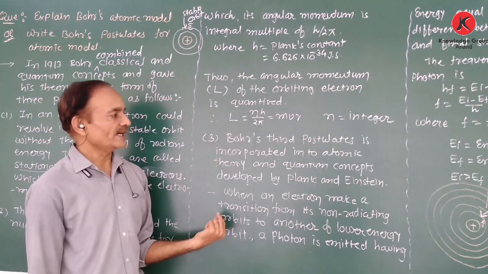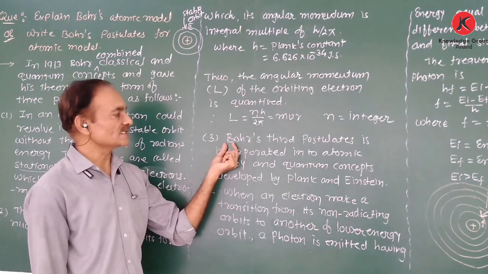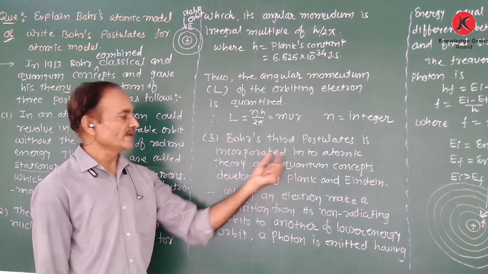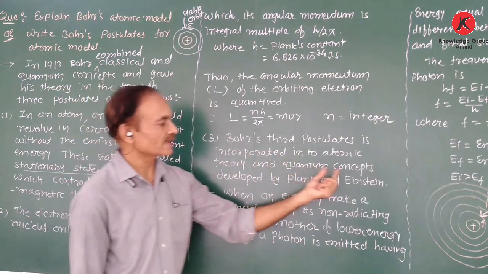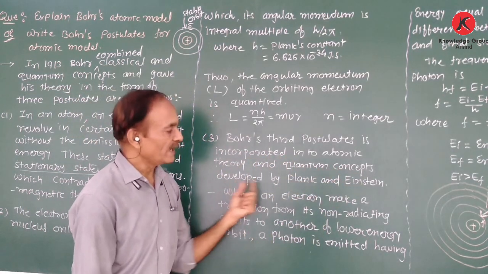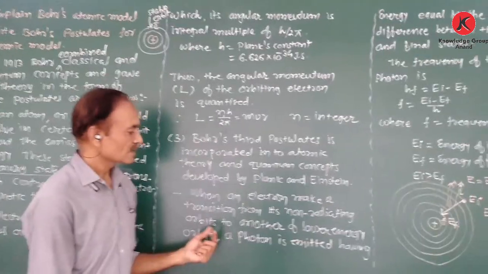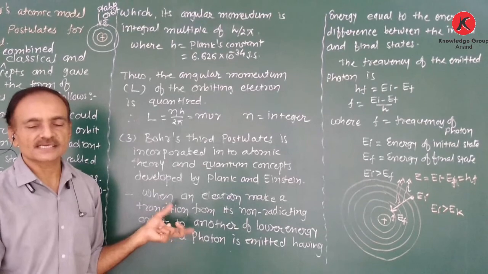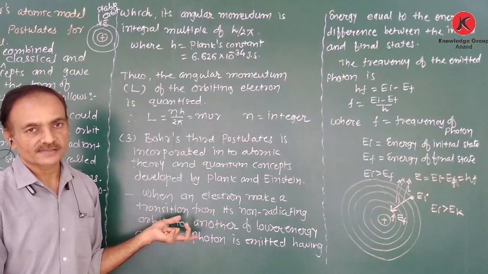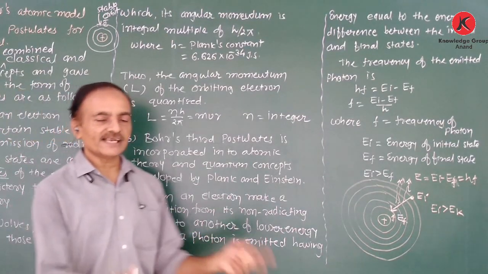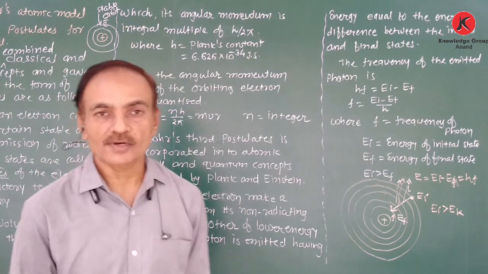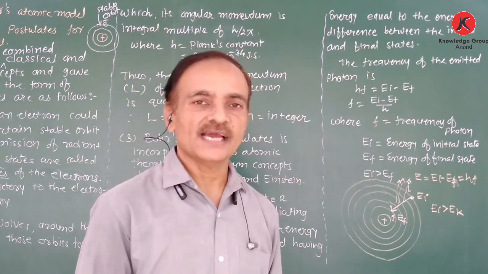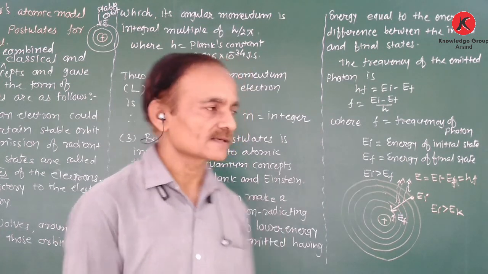Now the third postulate. Bohr's third postulate is incorporated into atomic theory and the quantum concept developed by Planck and Einstein. This postulate suggests in which condition the electron changes its orbit. If the electron changes its orbit, what happens? What radiation takes place and what is the frequency of this radiation?